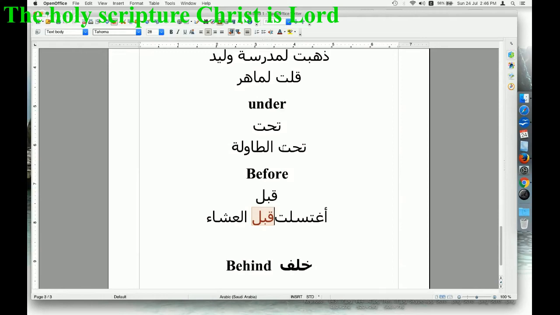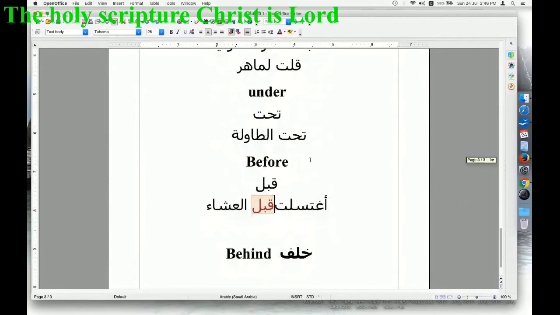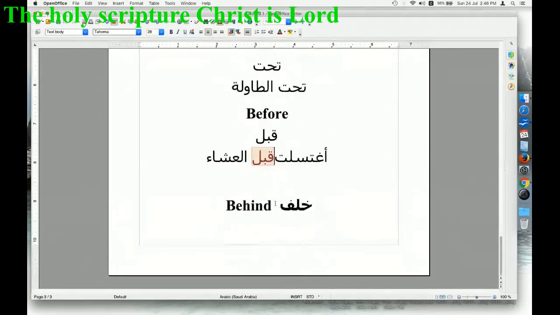All right? I'll try to go fast because the storm looks like it's going crazy, and sometimes we lose power here if the wind is so strong. خلف. Now we have خلف, which means behind. So that's very easy. Anything you want to use, you want to say behind something.